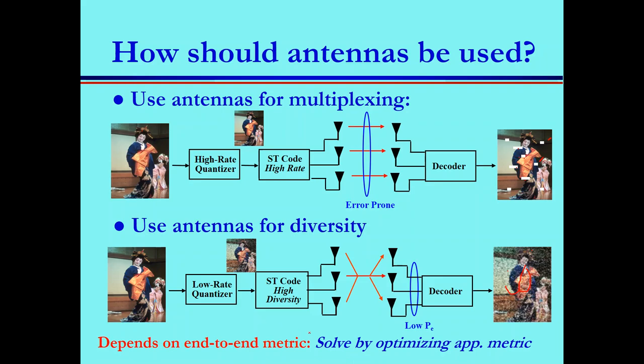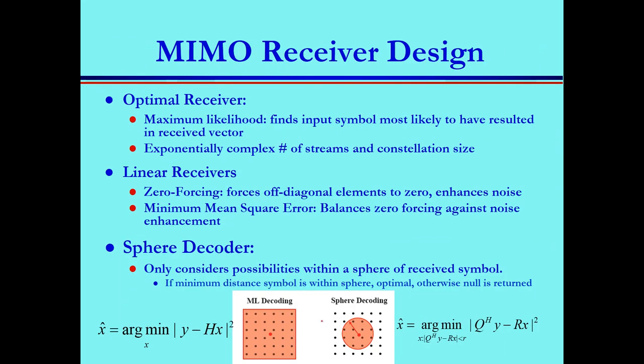It depends on the end-to-end metric, which is actually defined by the application. So we talked about MIMO, the transmitter, its use cases, its advantages, and how to use it based on the application. Now, how do we design the receiver? If you are using the diversity case, the receiver has to use maximum ratio combining and optimal allocation, something like this. If it is multiplexing, the receiver has to be able to cancel the interference between the channels. So the optimal receiver is maximum likelihood.